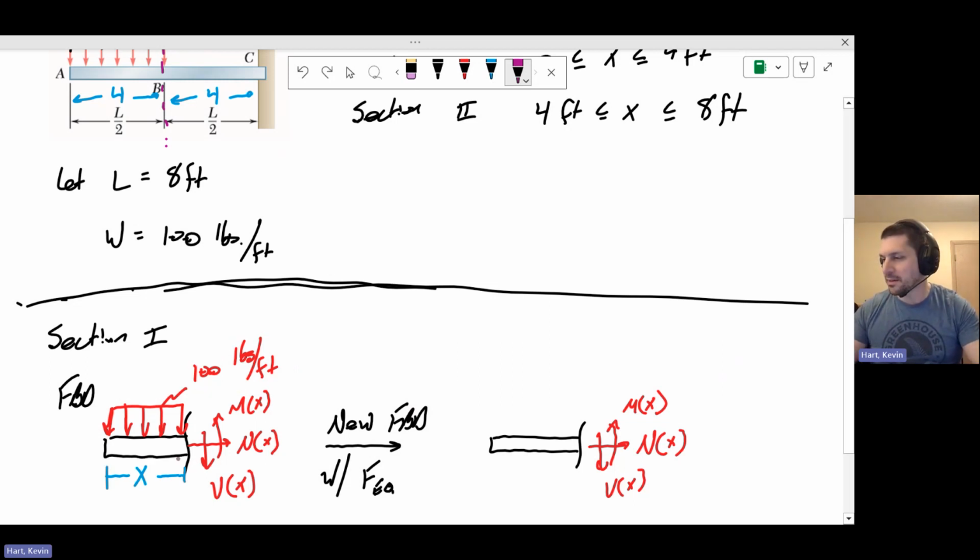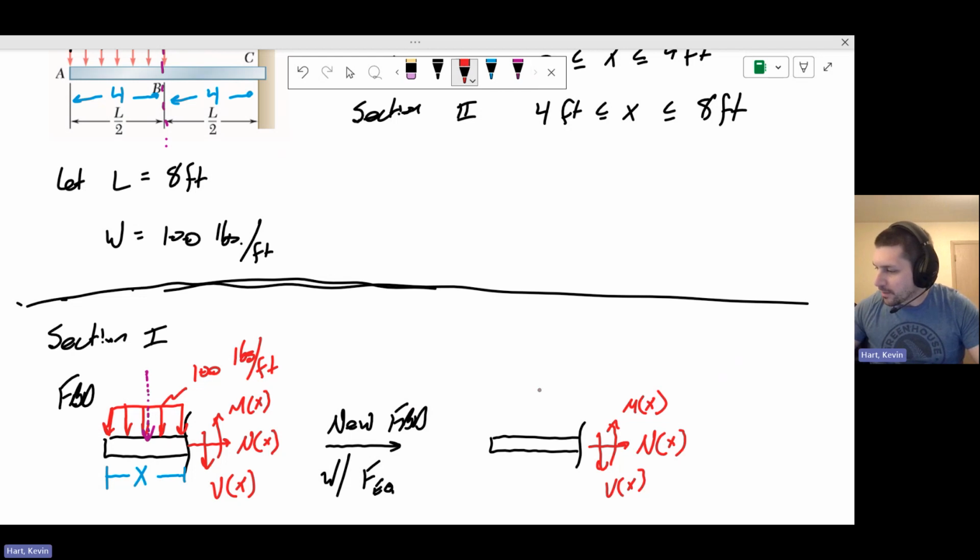So in this case, we have an equivalent force, which is 100 times x pounds. So if x is 1 foot, we're going to have 100 pounds of equivalent force. If x is 2 feet, 200 pounds, and so on. And then it's going to be located at the centroid of this area here, which happens to be in the middle of this rectangular shape. Okay, so the equivalent load is going to end up being located right in the center.